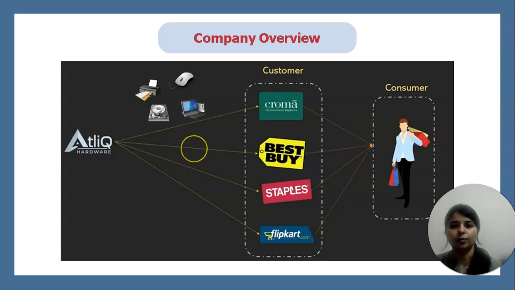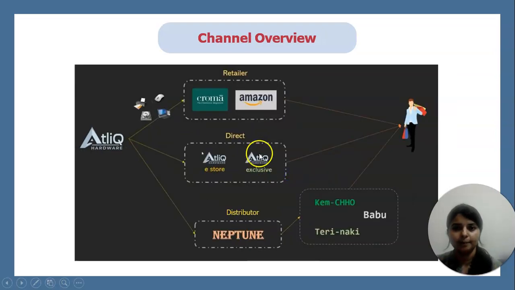This is the company overview. AtliQ supplies its peripherals to the customers, and after that to the consumers. Customers are such as Croma, Best Buy, Staples, and Flipkart. If we categorize it as a channel overview, we have three channels: retailer, direct, and distributor. Retailer is where we go and buy, such as Croma and Amazon. Then AtliQ has its direct stores also, as Dell and Apple have their own stores. In the same way, AtliQ has its own store. And there is a distributor, where we cannot sell directly, so we give it to the distributor so that they can further channelize it.